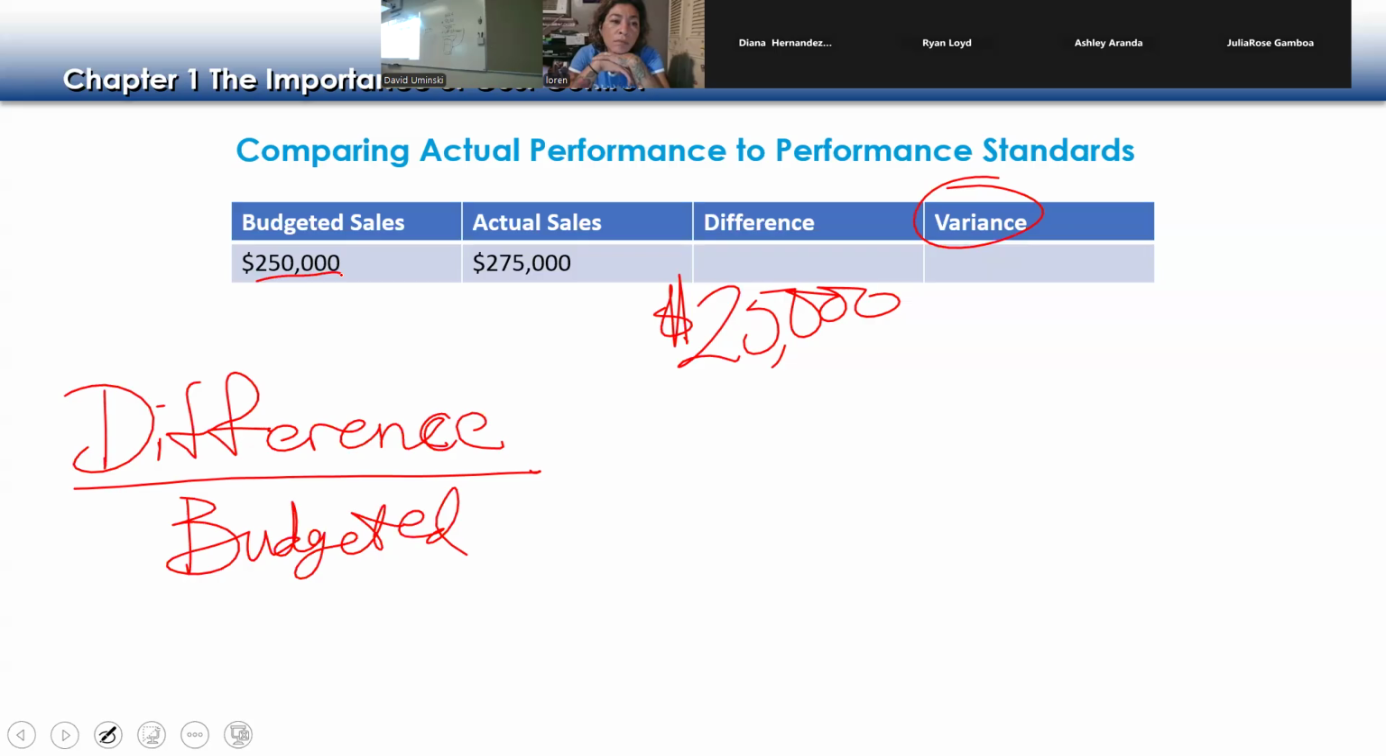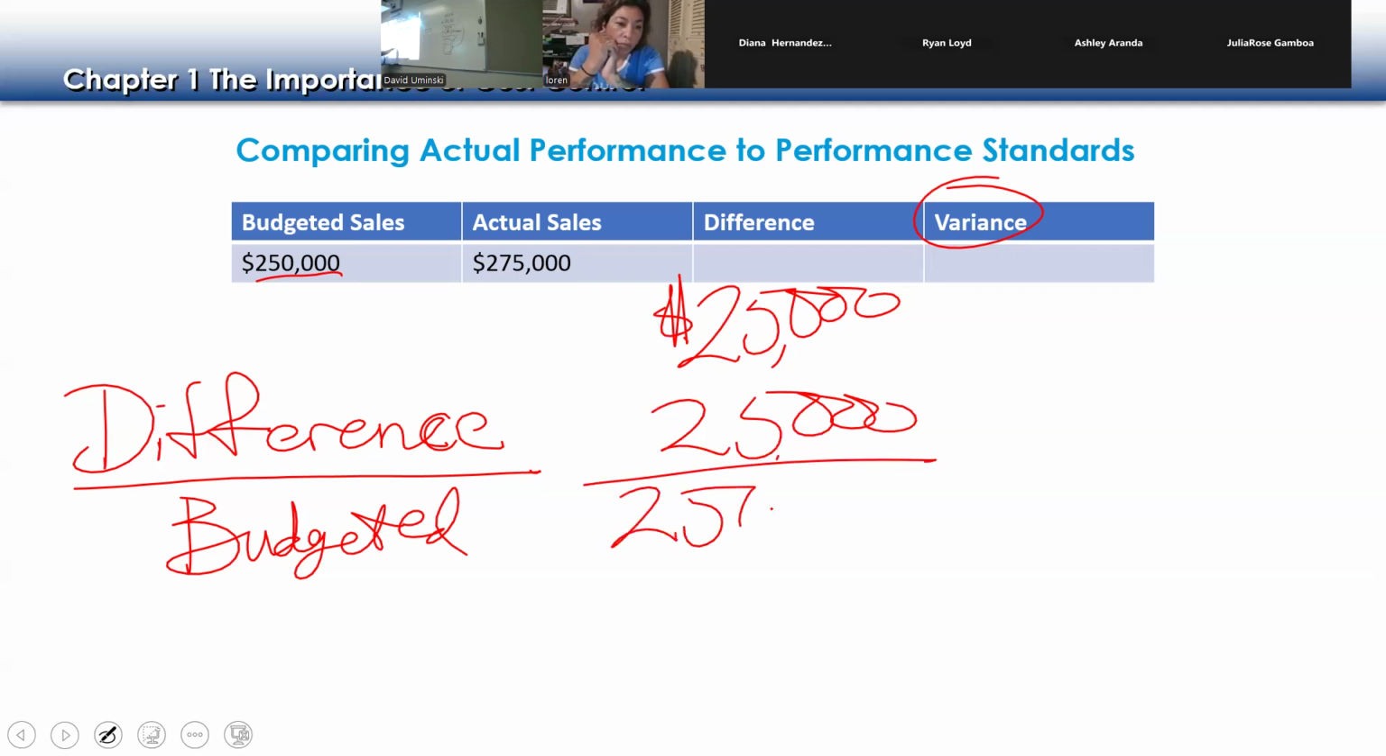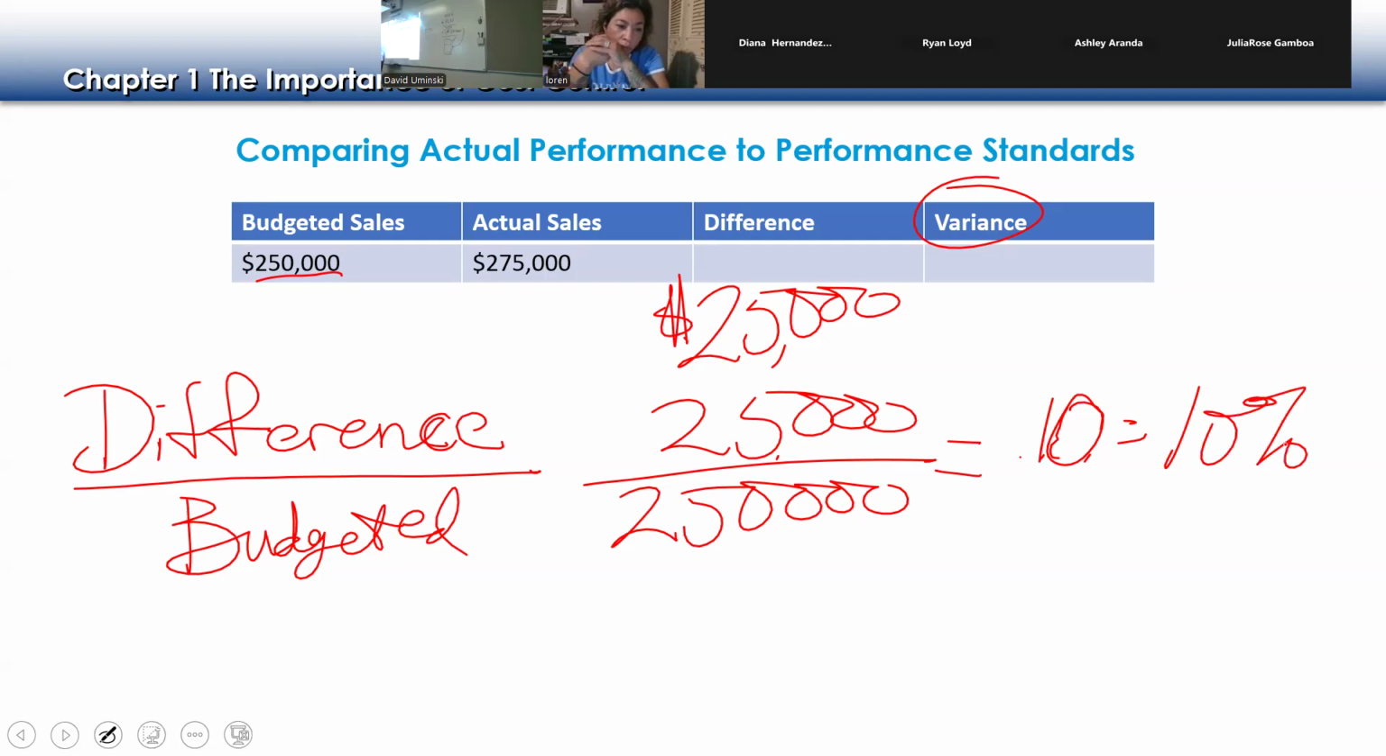So in this case, 25,000 divided by 250,000 is how much? 0.10, which we know is equal to 10%. So that means I'm 10% over budget. Okay. Questions, comments, concerns about where I got that 10%?